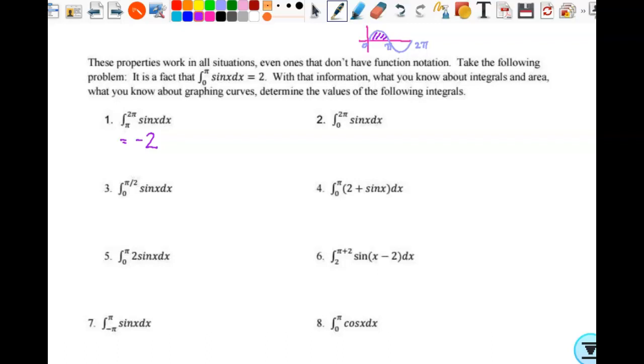All right. What about going from 0 to 2 pi? 0, because this would be 2, this would be negative 2. It zeroes out, right? It's going to cancel it out, so that is equal to 0. What if I integrate from 0 to pi over 2? 1, because it's exactly half of that, because we know what it looks like. So it's 1.